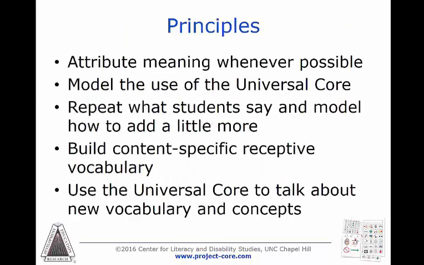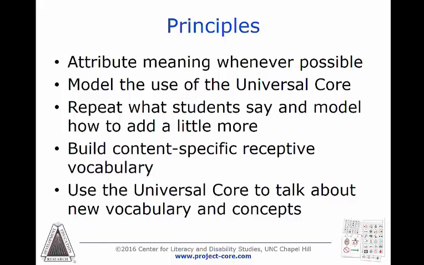Whether educators use the instructional routines we include in MSAL or integrate Universal Core in other ways, there are a number of principles to keep in mind. First and foremost, integrating the Universal Core requires adults to attribute meaning to students' behaviors whenever possible. This means adults must watch and listen in order to identify times when students move or vocalize in a way that could be interpreted as an effort to communicate.